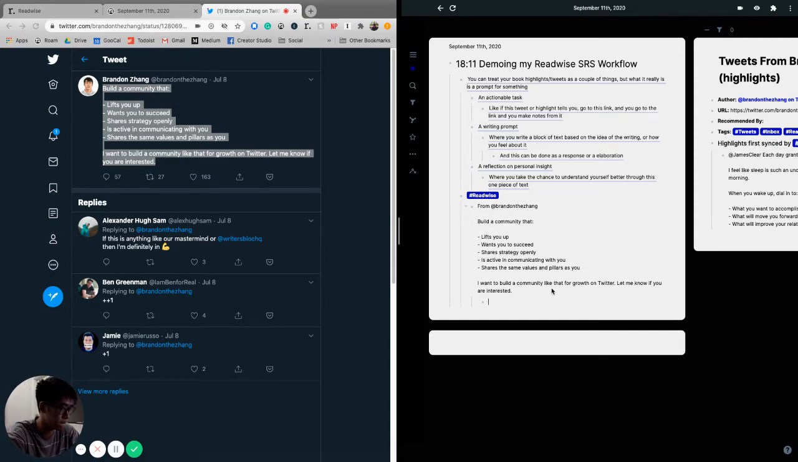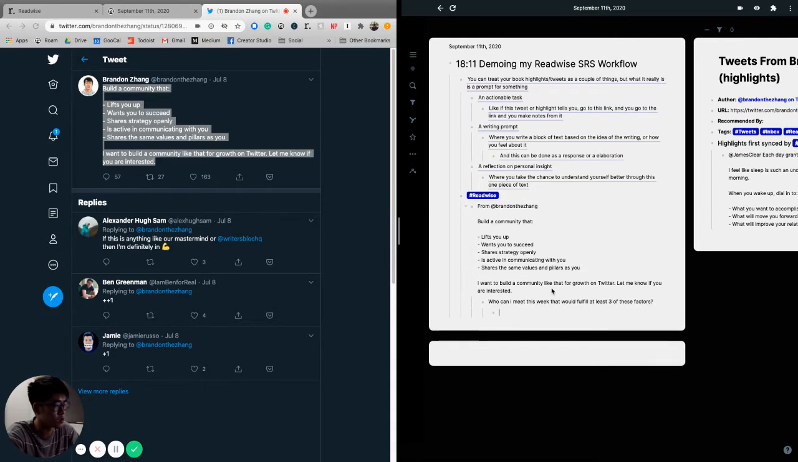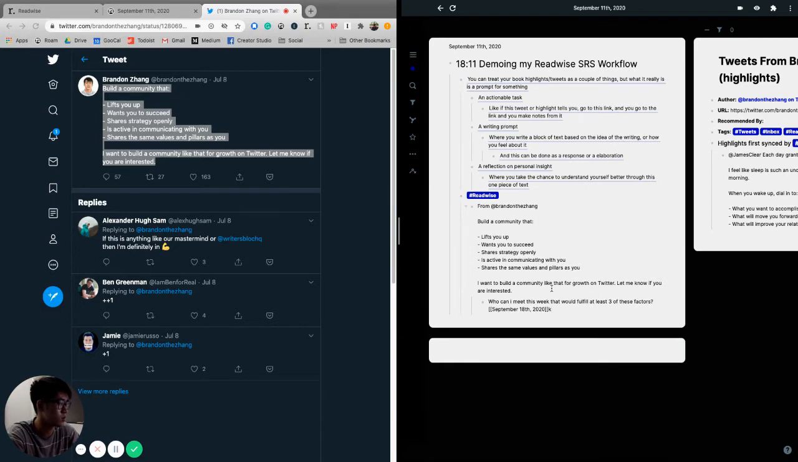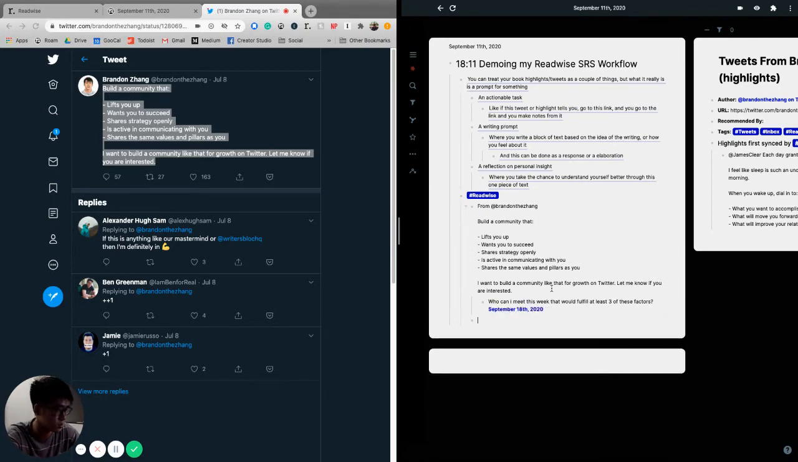I'll just write who I read this week would fulfill these three qualities. Maybe I'll just tag this. So that was just a text suspender, but it's cool because next week when I read this again, when it pops up in my link reference, I'm just like, oh, who can I meet this week? That's cool, funny.